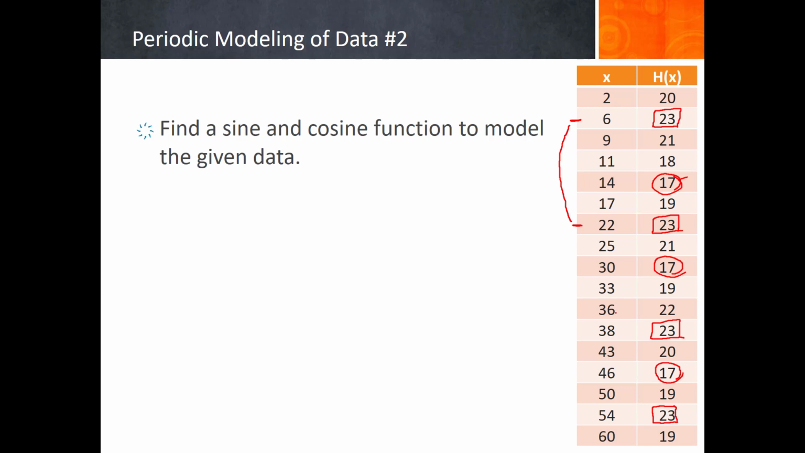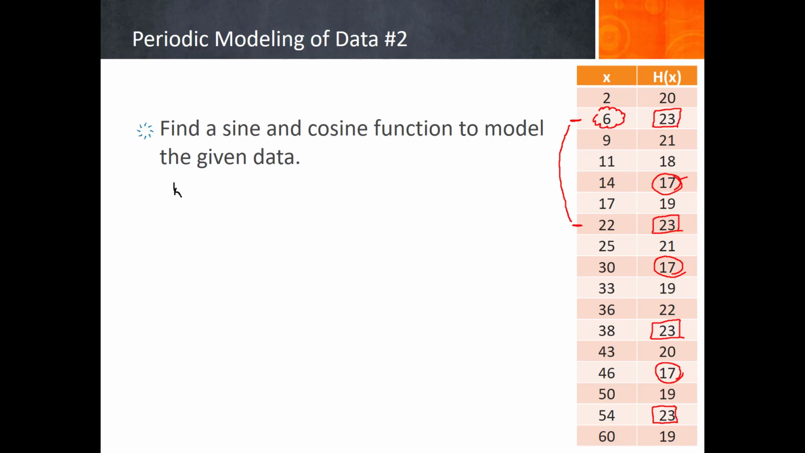And then for sine, we need to know the x value when it hits the median or midline, which we're going to have to come back to. And then we need to know the x value for the maximum for cosine. So the very first maximum of 23 occurs when x is 6. So there's the x coordinate we're going to use for cosine. Okay, so let's go ahead and take the information we have so far and compute as much as we can.